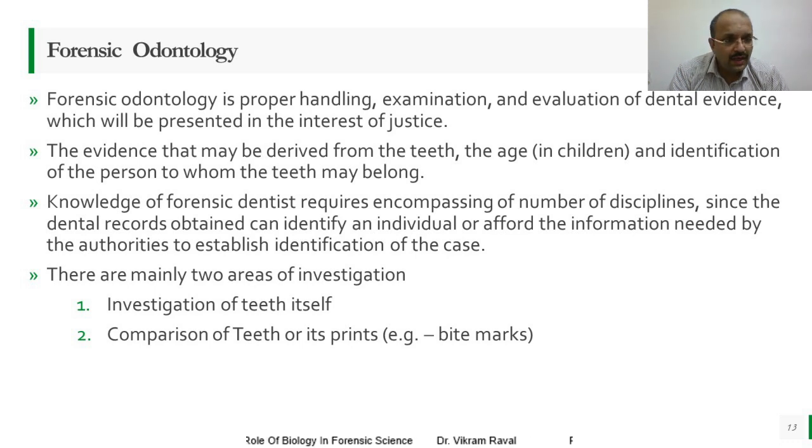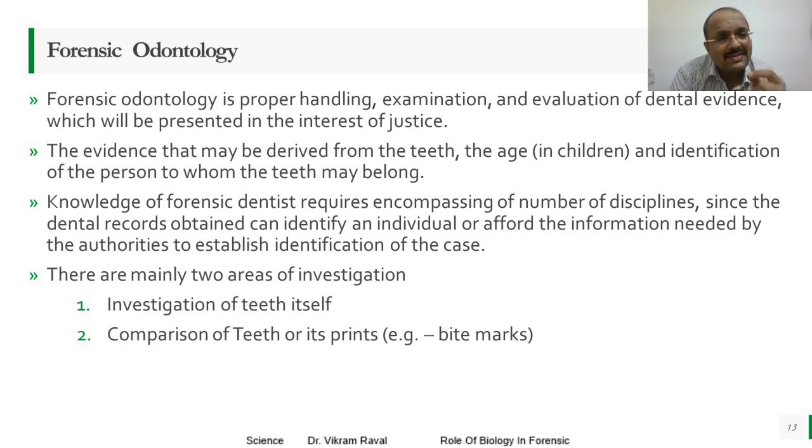There are mainly two areas which are taken into consideration as far as forensic investigation is concerned. First is the investigation of the teeth that are withdrawn or available to us. Next is comparison of those teeth with whatever bite marks or prints we have on the body surfaces. So at some particular crime scene we may find teeth. If a dead body is there, teeth may be withdrawn. Fine, if two dead bodies are there, one is having some bite marks, we may withdraw the teeth of one or the other and we may match.